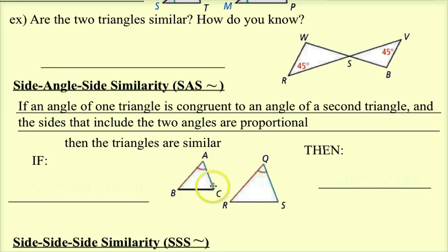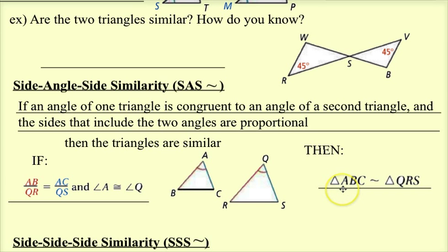So if I look at my triangle ABC right here and triangle QRS, see how angle A is congruent to angle Q? So I already have the angles congruent. I need the sides being proportional. So AB, which is this side right here I have marked in red, is over QR equals AC over QS. So basically the left side over the left side equals the right side over the right side. And I have the angle between those two sides. So then I know that they're similar. So triangle ABC is similar to triangle QRS. The angles are congruent and the sides that include the angles are proportionate. So that's side angle side similarity.